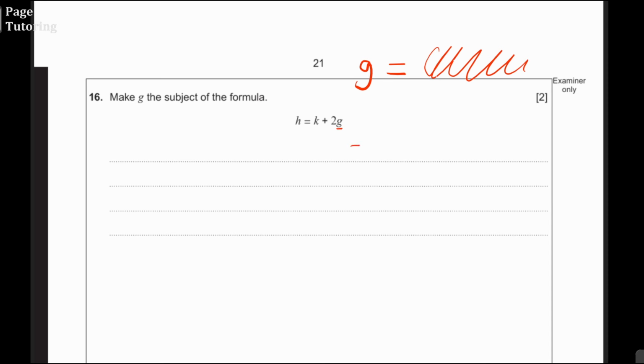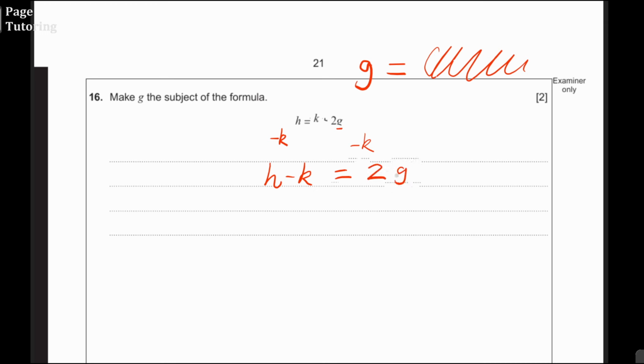Because it's an equation, if we do the same thing to each side, then each side is going to stay equal. So we're going to take away K each side. That would give us H minus K. And you can't write that any simpler because we don't know what those variables are. You leave it as is, equals, so you have minus K, and a plus K, they would cancel out. So now you just have 2G.